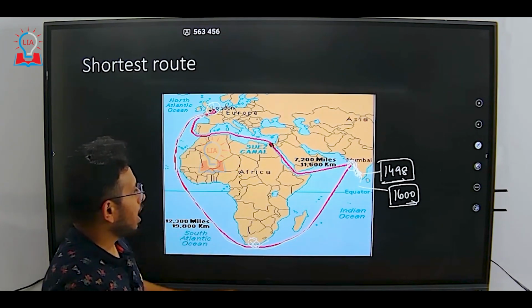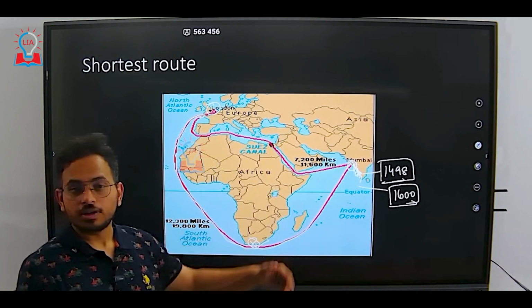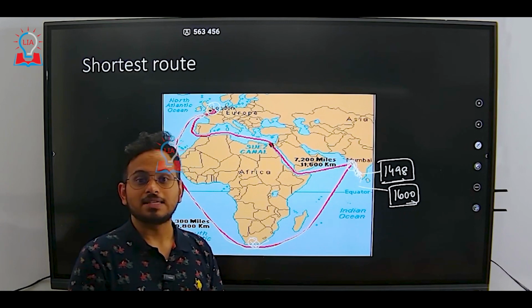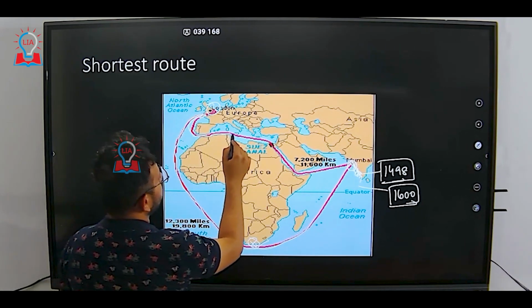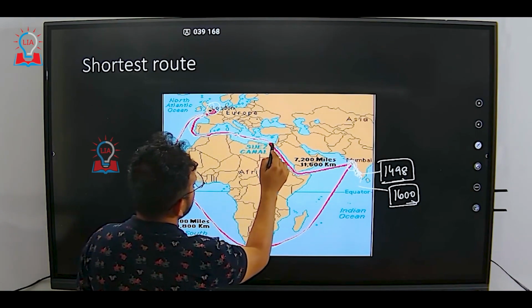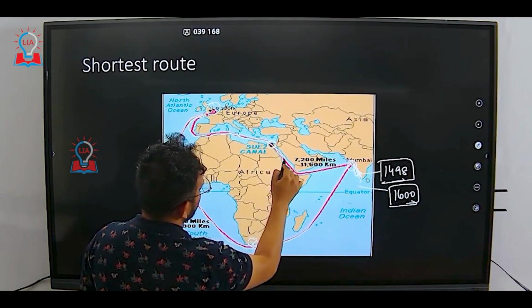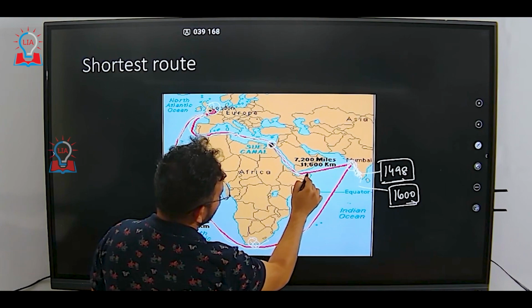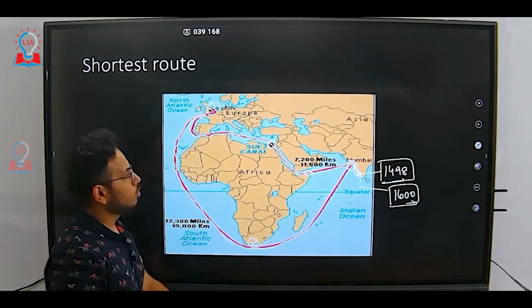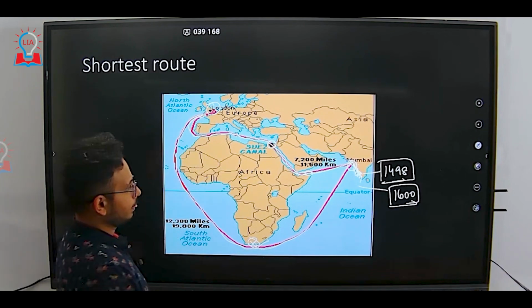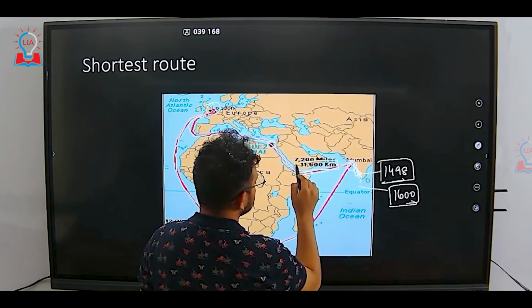Now after the establishment of the Suez Canal in the year 1869, from London you enter the Mediterranean, cross the Mediterranean with this small passage of land, enter the Red Sea through the Gulf of Aden and the Horn of Africa, and you reach Mumbai. If you are taking that route, the distance is 11,600 kilometers.